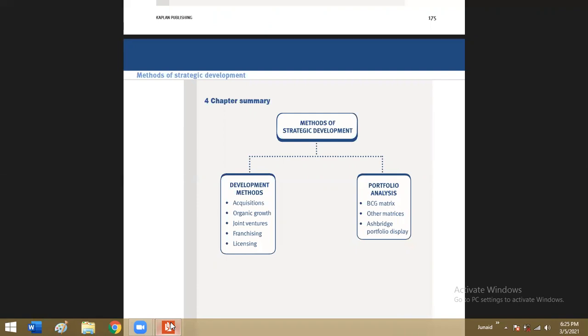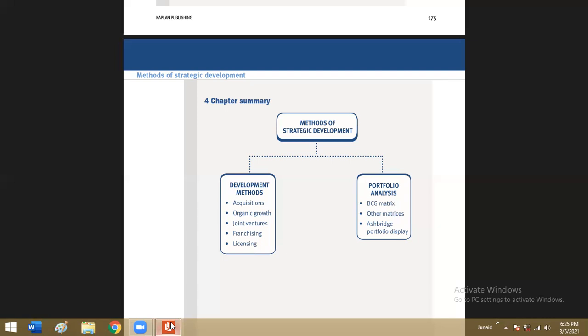In developmental methods, we go for acquisition, organic growth, joint ventures, franchising, and licensing. In portfolio analysis, we go for the BCG matrix, other matrices, and the Ashridge portfolio display. The other matrices are for the public sector, which we discussed. Now, what is acquisition? Acquisition is basically you are acquiring a company, you are the holding or parent company, and there is a subsidiary under you.